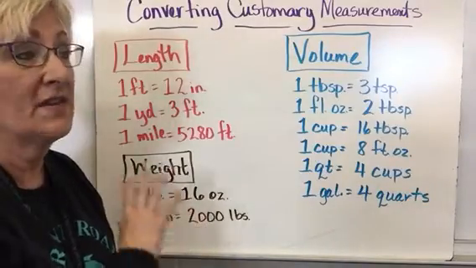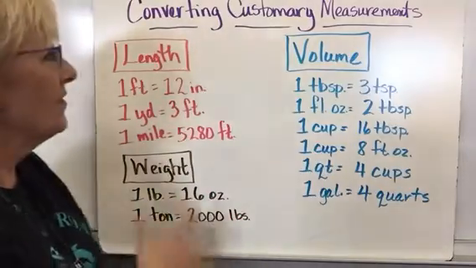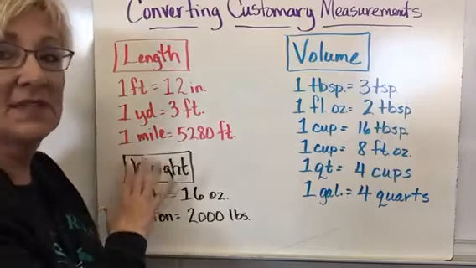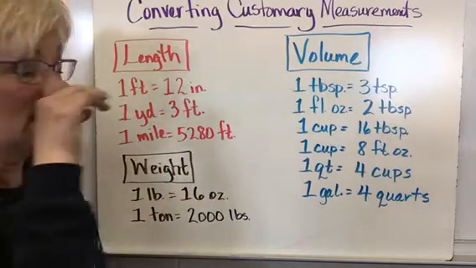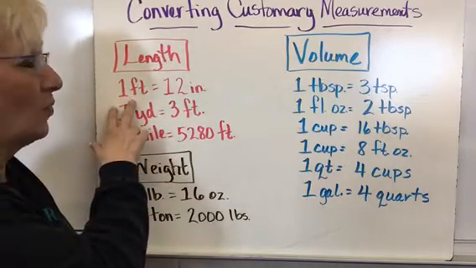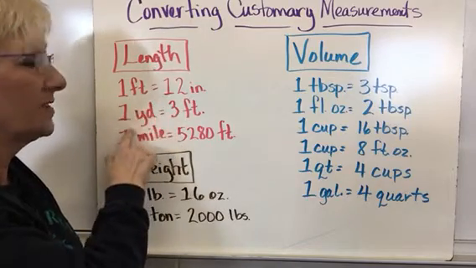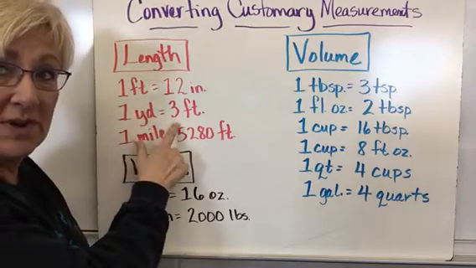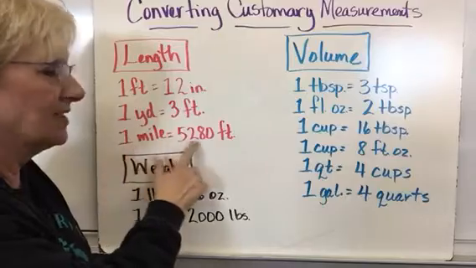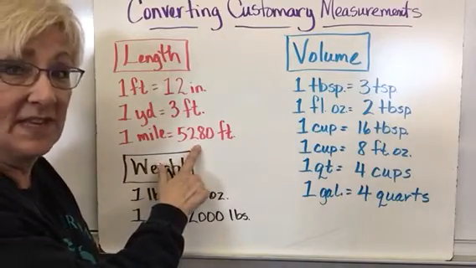Use what you know to find out what you need to know. First thing we're going to talk about are some of the units you're going to be seeing. It's going to be customary units of length. You know that 1 foot is equal to 12 inches, 1 yard is equal to 3 feet, and that 1 mile is equal to 5,280 feet.